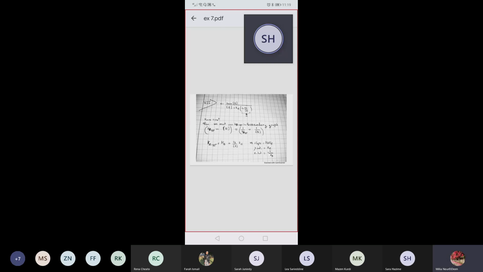As we saw, Vmax is constant, so we must use KB apparent in the secondary graph. KB apparent versus B, or 1 over KB apparent versus 1 over B. KB apparent equals KB plus.